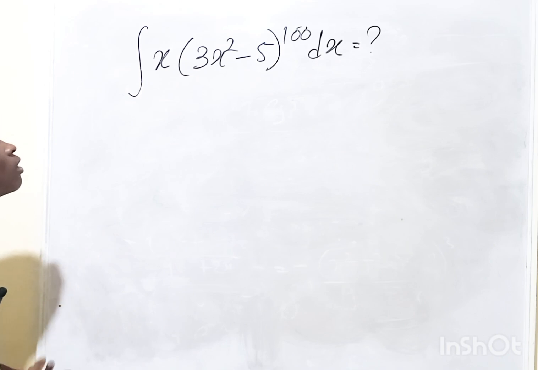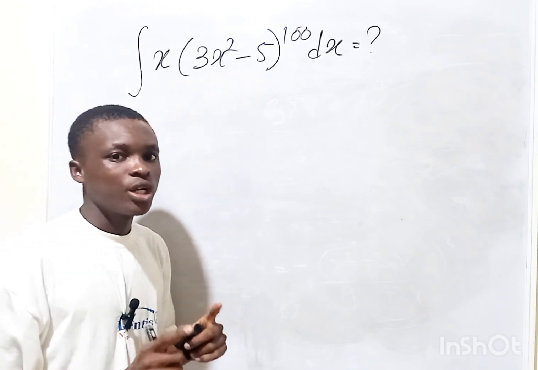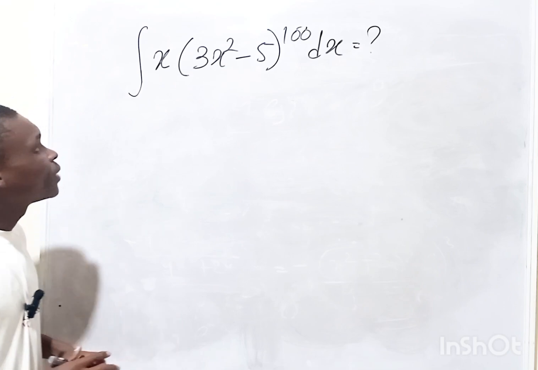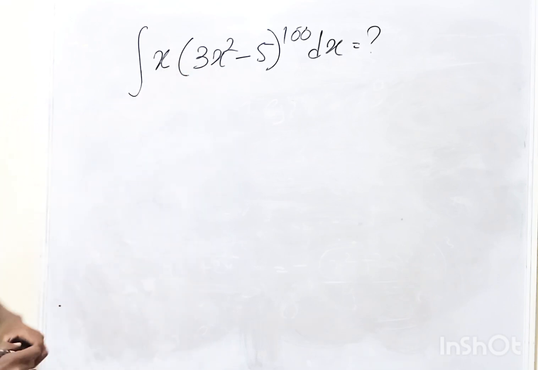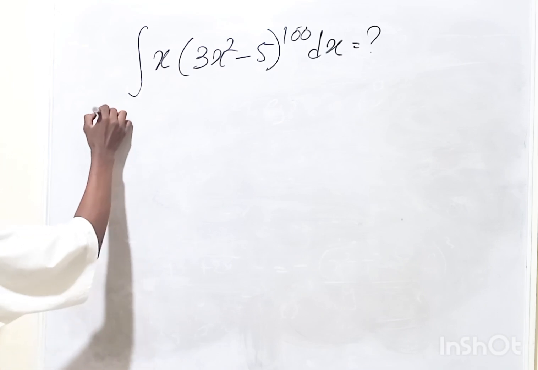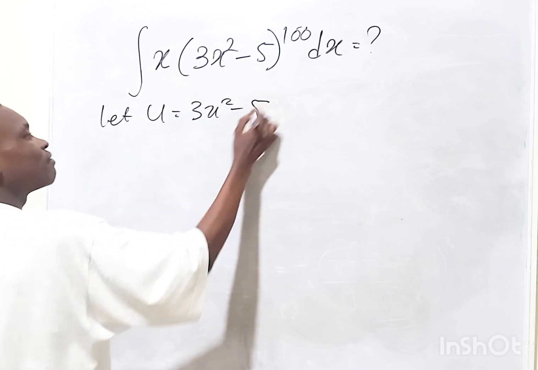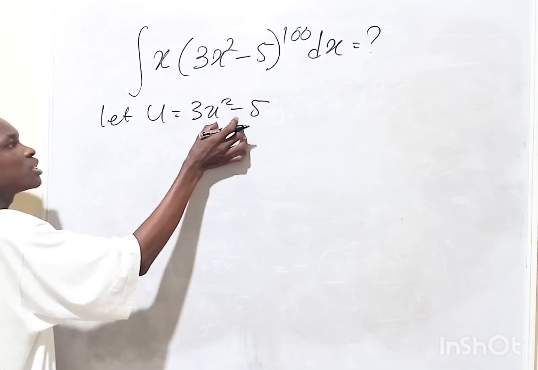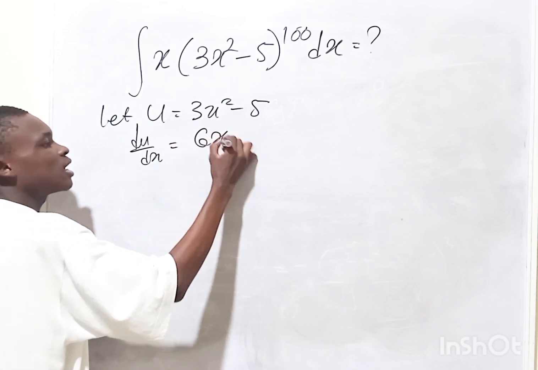First of all, if you look at this, we can solve this using the chain rule. Let u equal 3x squared minus 5. If we differentiate u with respect to x, we have that du over dx equals 6x.